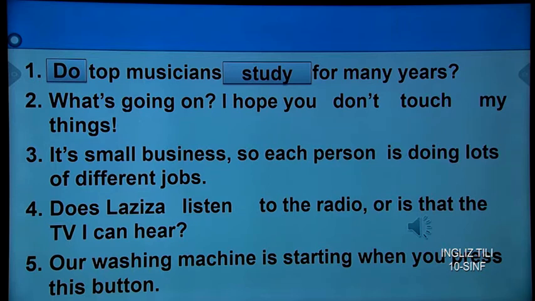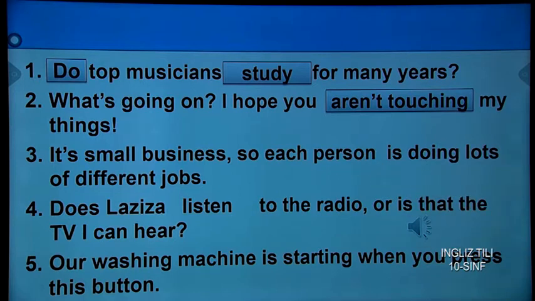Thank you, dears. Your time is over. The second one. What's going on? I hope you don't touch my things. Here you cannot use present simple because if you say, I hope you don't touch my things, it means you never touch my things. You aren't touching my things at the moment, now.